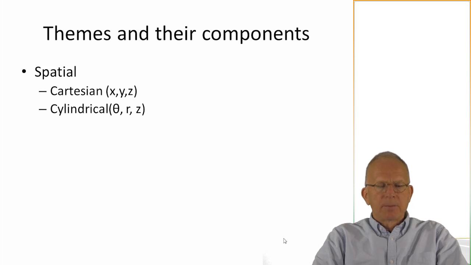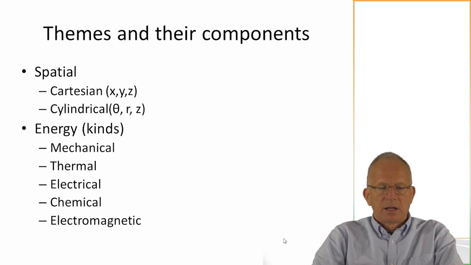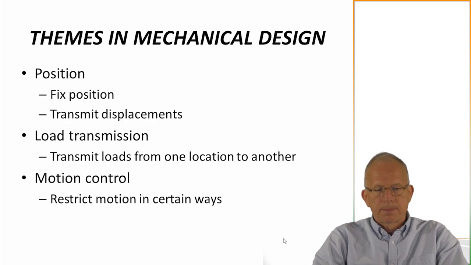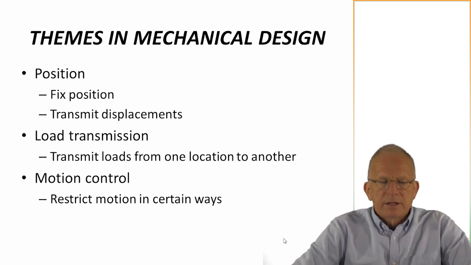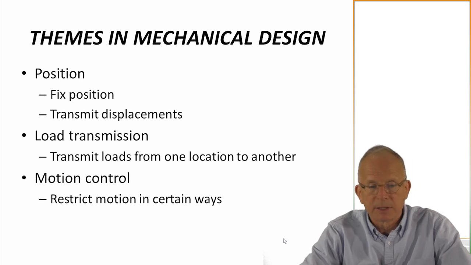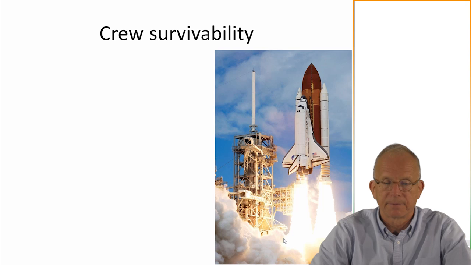So themes and their components. In spatial, we might take a look at Cartesian or cylindrical coordinates. In energy, we could take a look at different kinds: mechanical, thermal, electrical, electromagnetic. Some of the themes in mechanical design: position. Maybe we need to fix positions or transmit displacements. Load transmission. So maybe we have to get loads from one location to another. And motion control. Maybe we need to restrict motion in certain ways.